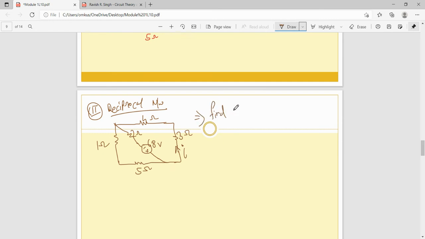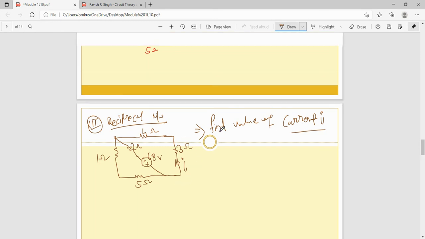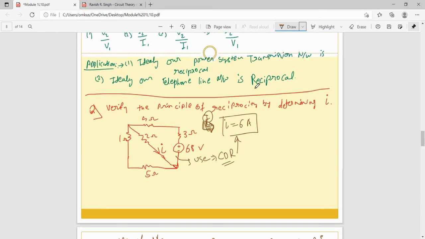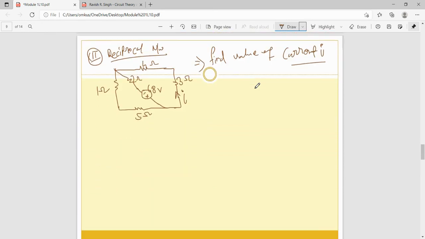Find the value of current I. Okay, you need to find the value of current, and your value must be equal to 6 ampere for validation of this theorem. So find the value of current here. Similarly, you can also use the current division rule here for finding the value. You need to find this value.